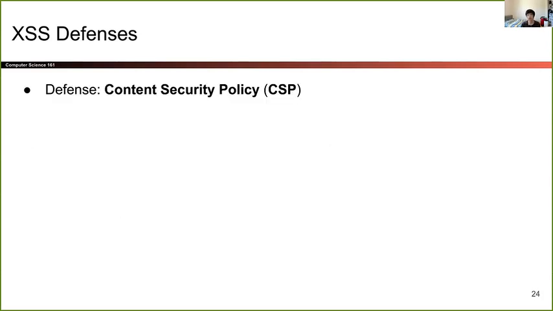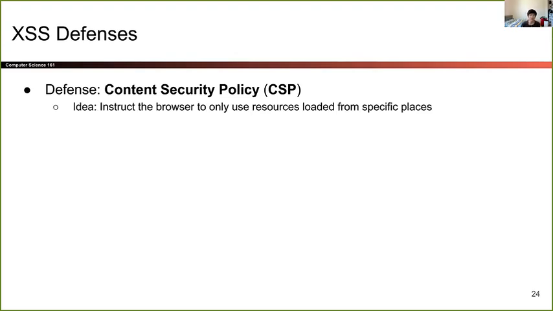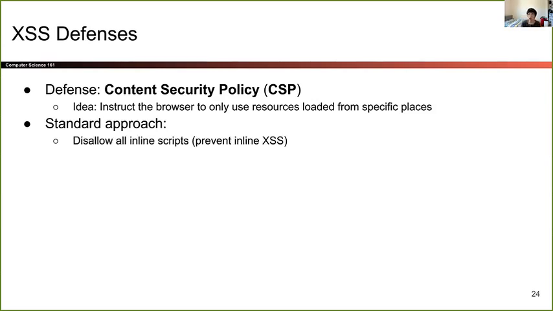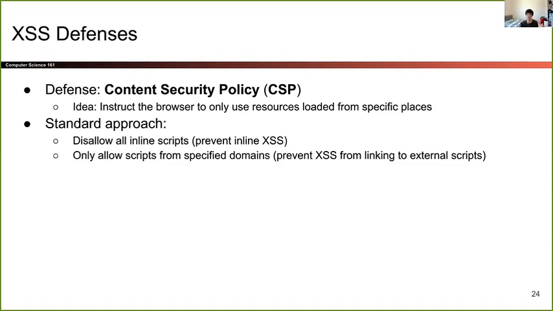There is also something called the Content Security Policy, or CSP. The general idea is to give the browser additional instructions that say, only use resources from certain places. And here's a list of the places that you can use them from. The standard approach would be to disallow all inline scripts, so prevent those script tags from ever running. That's an instruction I've given you at the very beginning. I would also say, only allow scripts from certain domains. So you're not allowed to run scripts from evil.com. You're only allowed to run scripts from maybe bank.com and, I don't know, javascript.com that hosts some common JavaScript libraries.